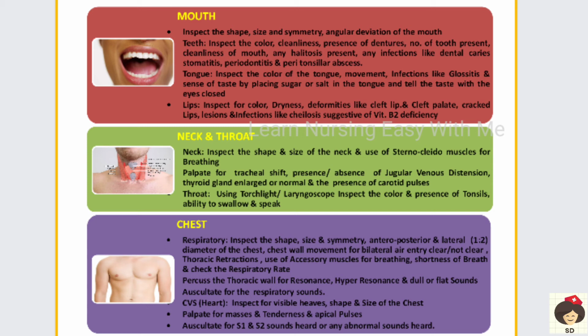And also see for the shape and size of the chest. So sometimes in cardiomegaly, you can see the heart size will be increased. And also palpate on the heart borders, and see for any masses, tenderness. And also you have to palpate for the apical pulse.